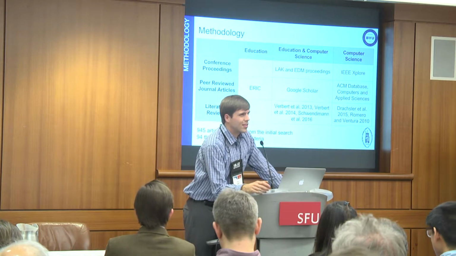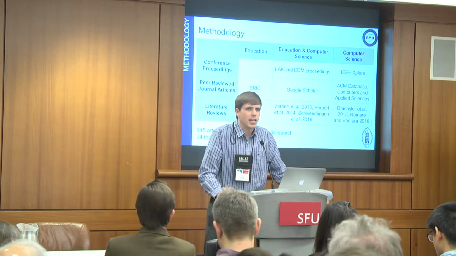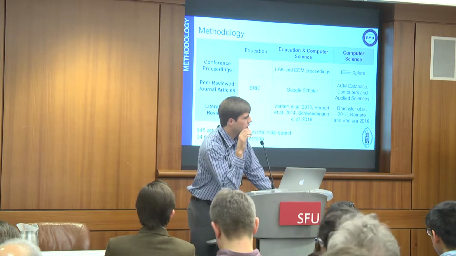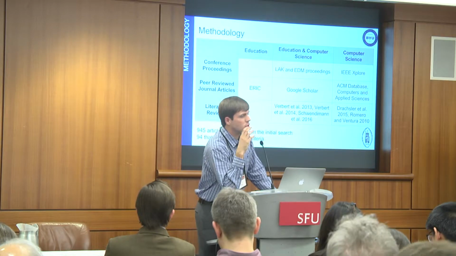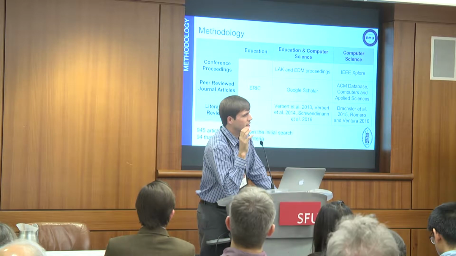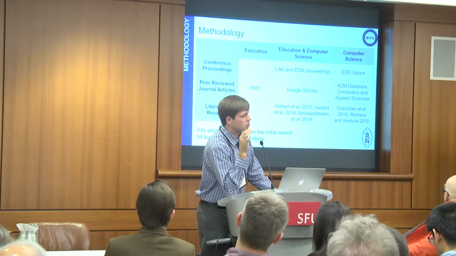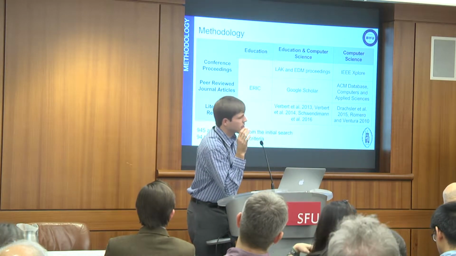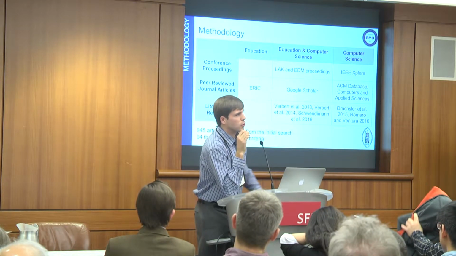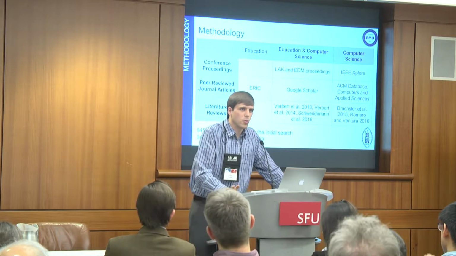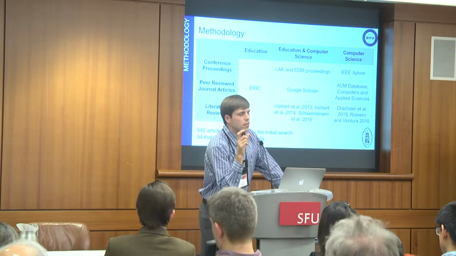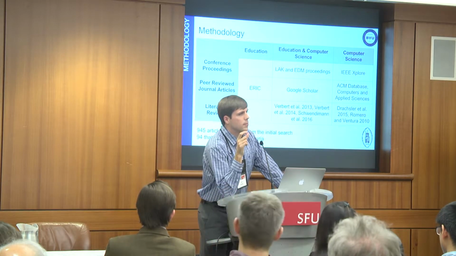And this is an interesting way to show my methodology. On the x-axis, you can see that there are some sources that are purely education, some that are education and computer science, and some are strictly computer science. And then on the y-axis, conference proceedings, journal articles, and literature reviews. In order to have a rigorous methodology, we had specific search queries, and you can find those in the paper.